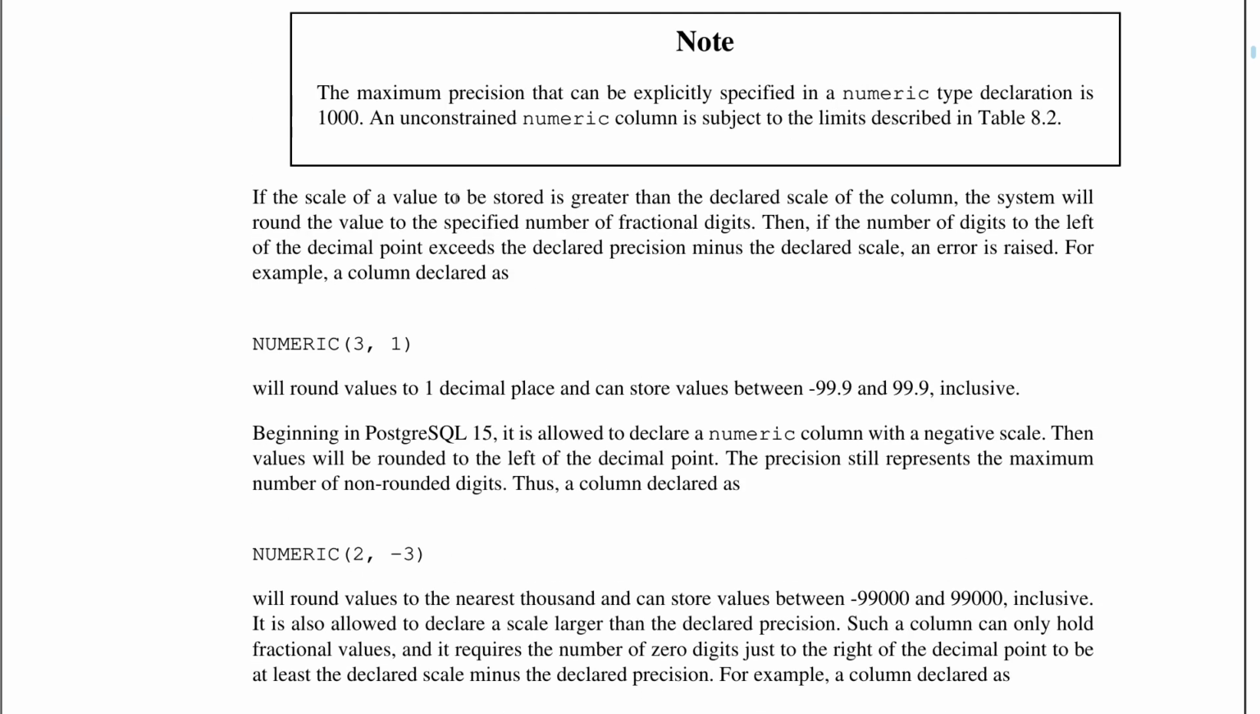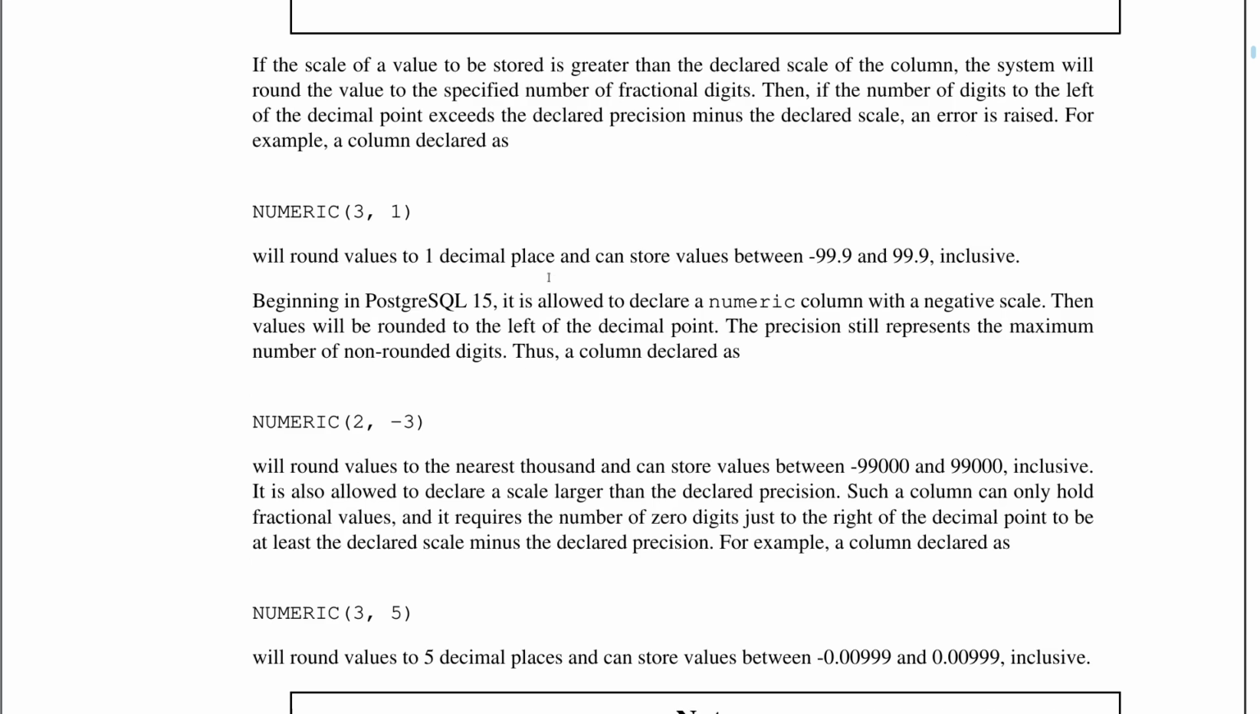If the scale of a value to be stored is greater than the declared scale of the column, the system will round the value to the specified number of fractional digits. Then if the number of digits to the left of the decimal point exceeds the declared precision minus the declared scale, an error is raised. For example, a column declared as numeric 3,1 will round the value to one decimal place and can store values between minus 99.9 and 99.9 inclusive.